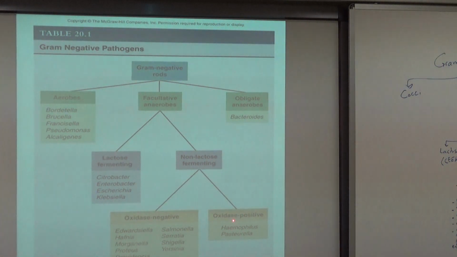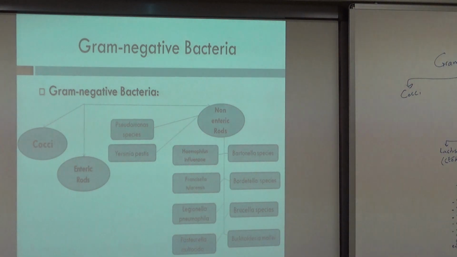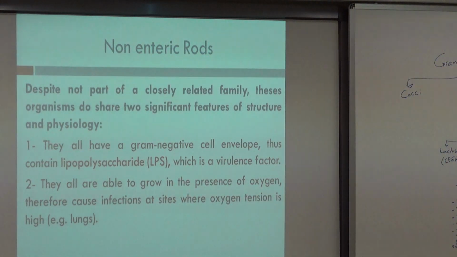Those bacteria are non-enterics because they do not fit the general criteria of enterics, like oxidase. Only those that are oxidase negative are enterics, either lactose positive or lactose negative. And we also have aerobic gram-negative bacteria like Bordetella, Brucella, Francisella, and Pseudomonas.